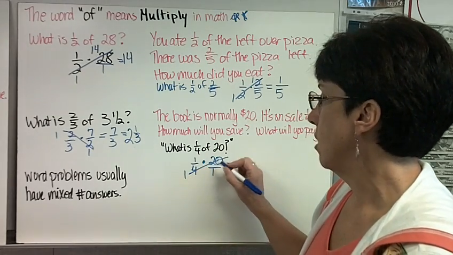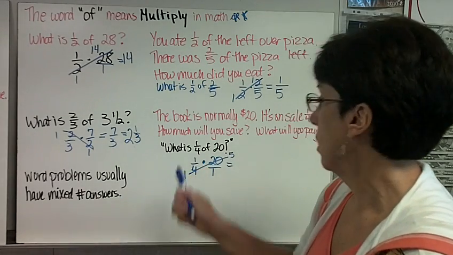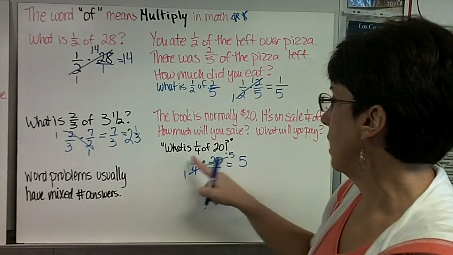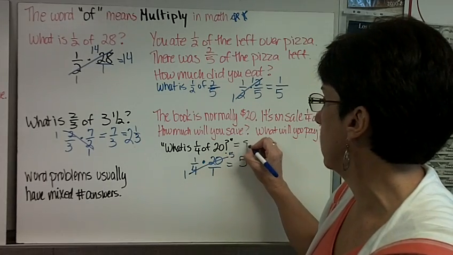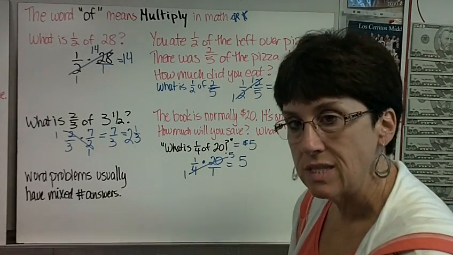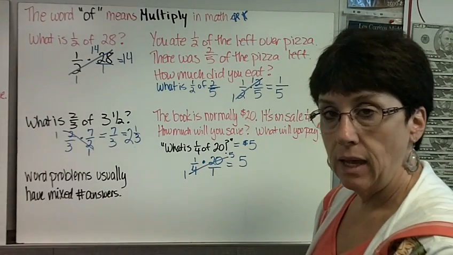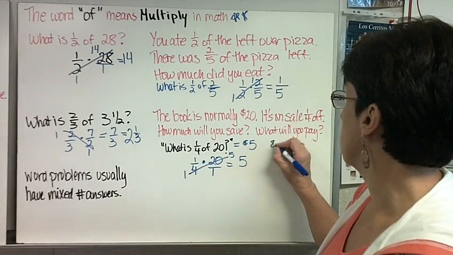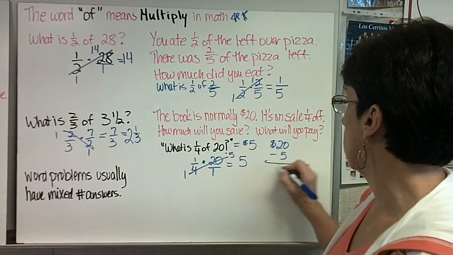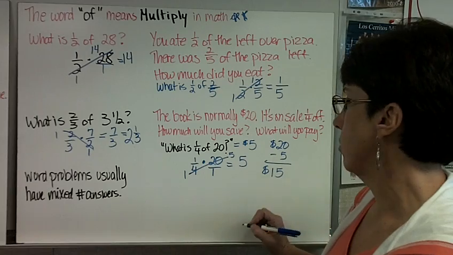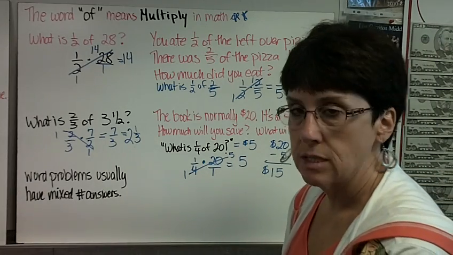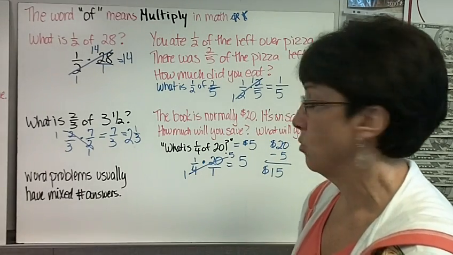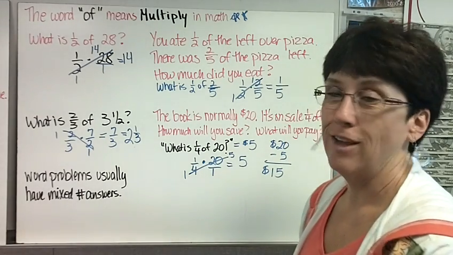4 goes into itself once, 4 goes into 20 5 times. Multiply straight across. 1 times 5 is 5, and the denominator is 1 times 1. So 1/4 of 20 is $5. That's how much I'm going to save. How do I figure out what I will pay? Well, I pay the difference between how much it costs and how much I save. So $20 minus $5, I'm paying $15. And word problems usually have mixed number answers. So if for some reason this hadn't turned out evenly, we would have written it as a mixed number. We wouldn't have just made a fraction with it. All right, that's it.